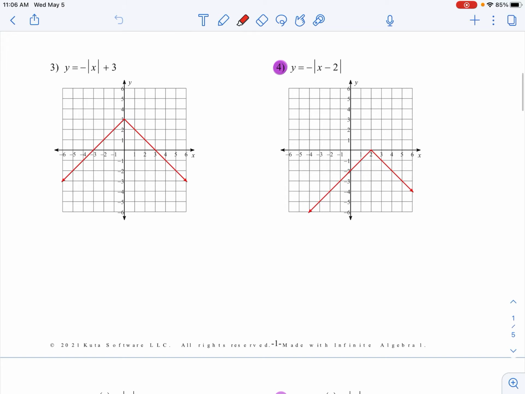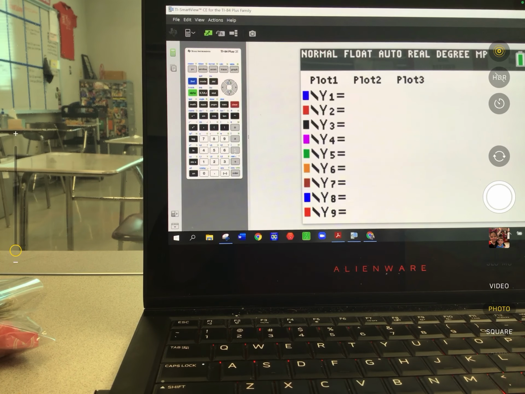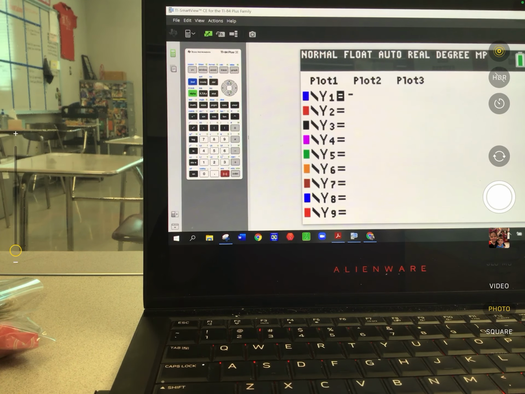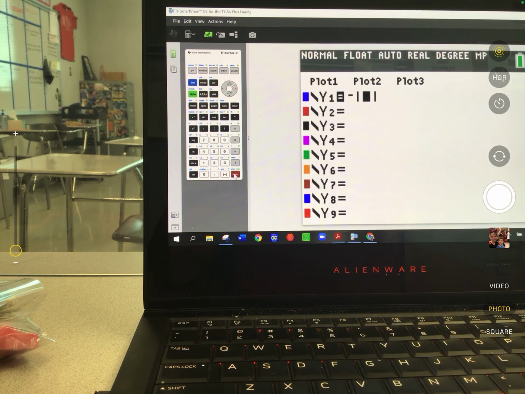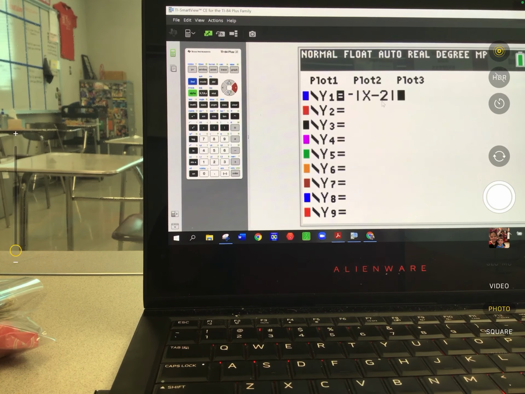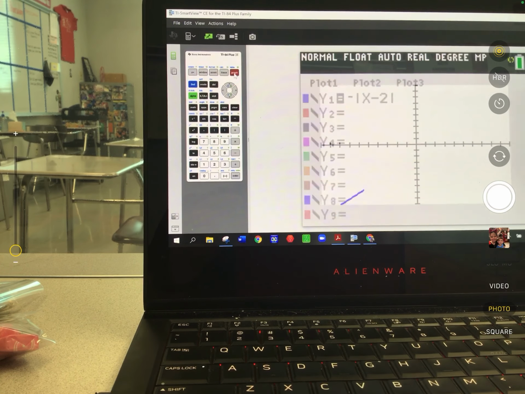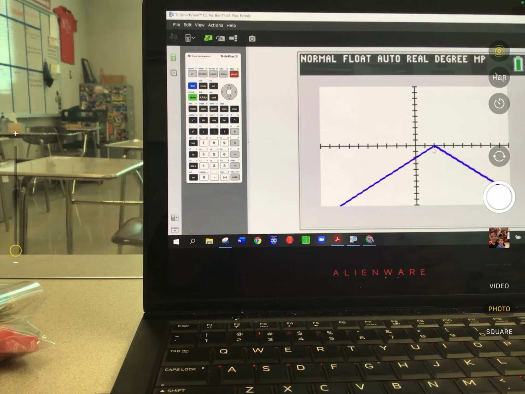With that negative on the outside, and then x minus 2. So negative on the outside, that's going to make it open down. It's going to reflect it over the x-axis. Math, num, abs, x minus 2. So it's going to be opening down because of the negative, and then the x minus 2 is going to move it to the right 2. Down because of the negative and to the right 2. That is what I have.